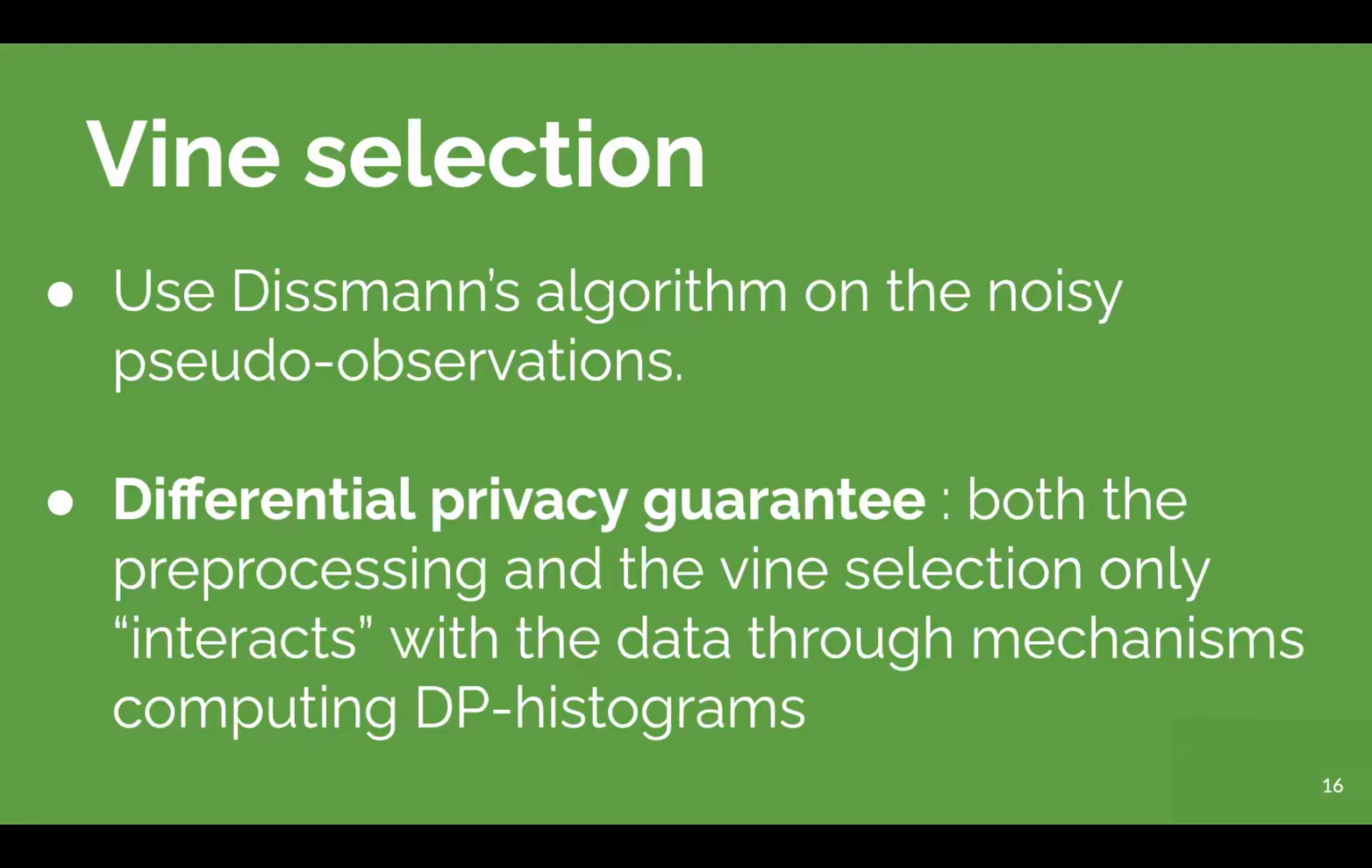The use of vine copulas in the same way is a bit more complex, as there are multiple sequential estimations, which would result in an overall huge injection of noise due to differential privacy. In contrast, CopulaShirley reduces the complexity by computing the dependencies on the noisy pseudo observations rather than computing DP parameters, thus enabling the use of vine copulas in a private manner. Differential privacy is guaranteed as both the preprocessing and the vine selection only interact with the data through DP mechanisms.